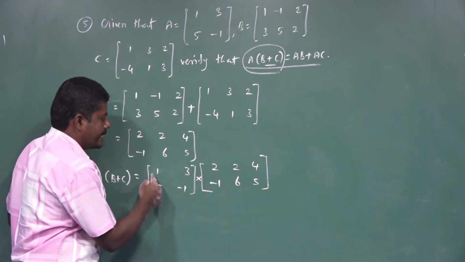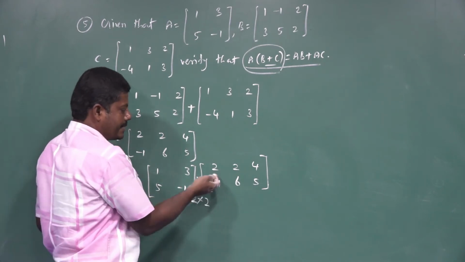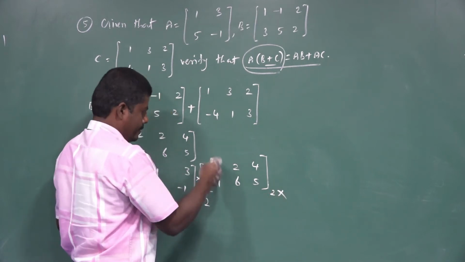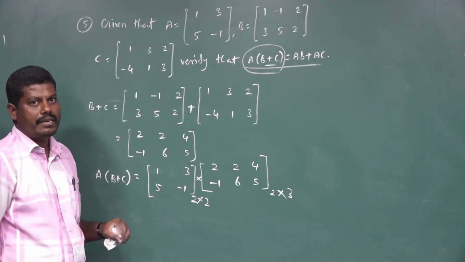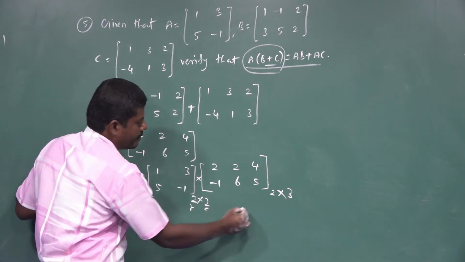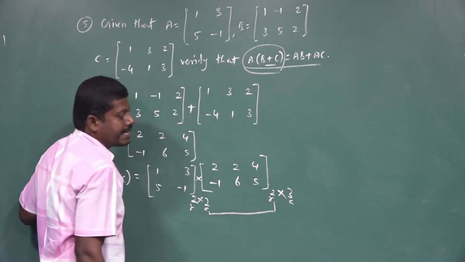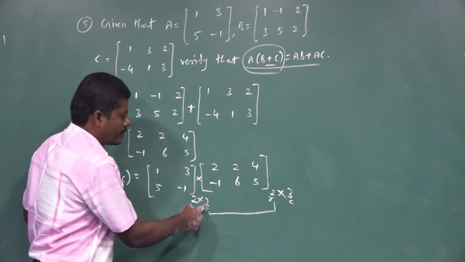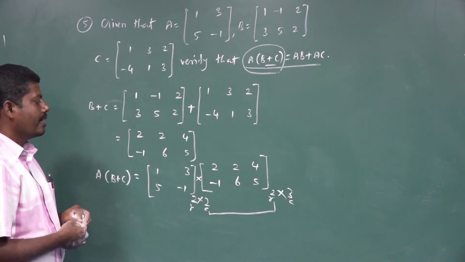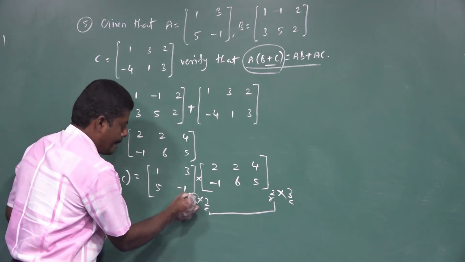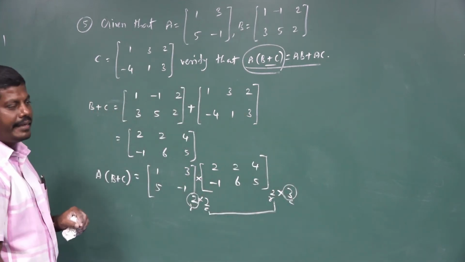The order of our first matrix is 2 rows and 2 columns. The order of our second matrix is 2 rows and 3 columns. Understand? First you check whether the product is possible or not. This is row, this is column, this is row, this is column. The number of columns in the first matrix is equal to the number of rows in the second matrix. Both are 2, 2 is equal to 2. Therefore, the product of these two matrices is possible. Then our result order is 2 by 3.